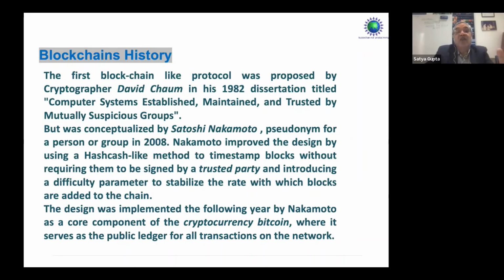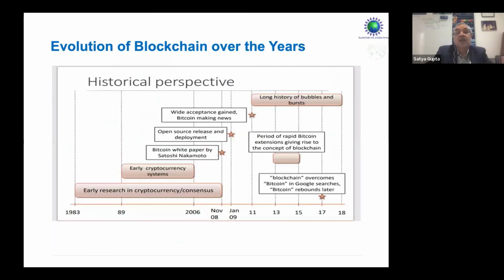Blockchain history, I think you all know, but the lesser known part is it started in 1982. This was a paper titled about a computer system established, maintained, and trusted. But people forgot it. The actual blockchain became famous by the white paper written by Satoshi Nakamoto in 2008, who is regarded as the father of Bitcoin. And that was the beginning. And now it is moving.